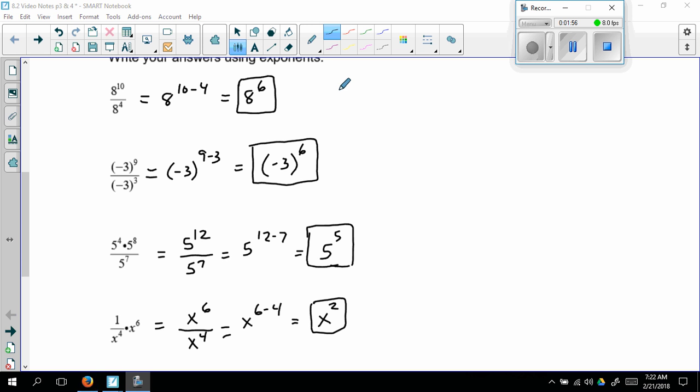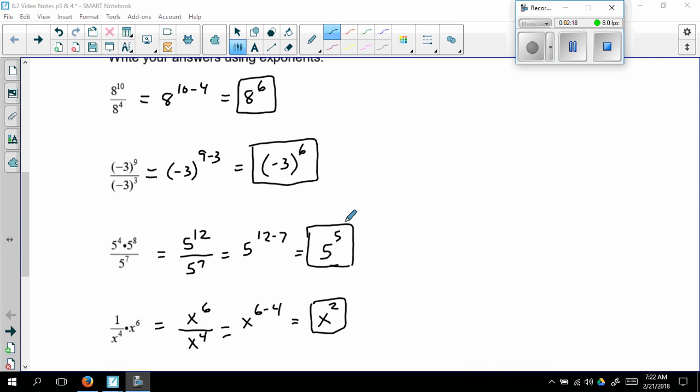Okay, so check your answers. The directions said write your answers using exponents, so I left them in exponents. The first one, I'm just keeping the base of 8, and it's raised to the 6th power, 10 minus 4. Make sure on this one you need the parentheses because the base is negative 3, so I want to make sure that all of negative 3 is raised to the 6th power.